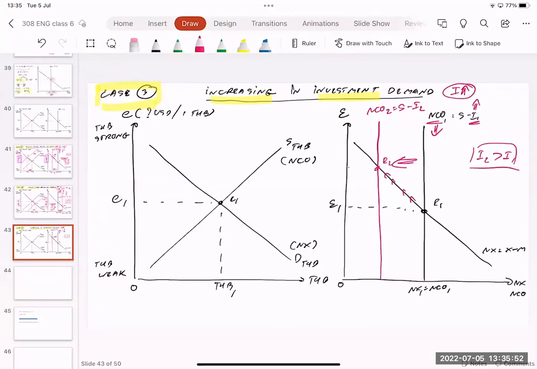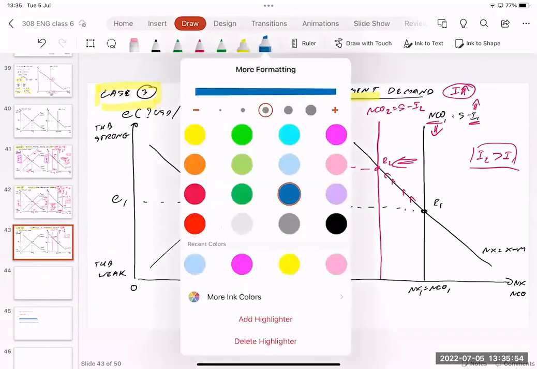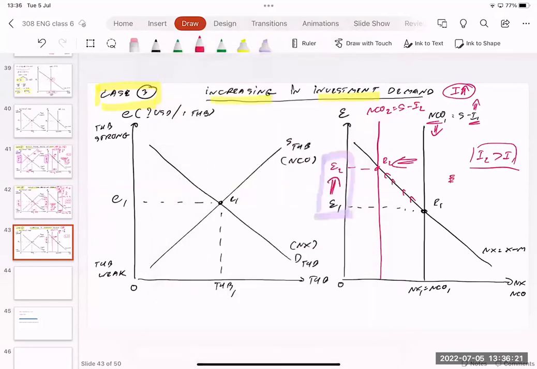Real exchange rate going up. If the real exchange rate goes up, what does it mean? Everything in our country becomes more expensive. When everything in our country becomes more expensive, we're going to export less and import more. Net export becomes bad, going down. That's why NCO goes down together with NX also going down. NX and NCO go together to the left.